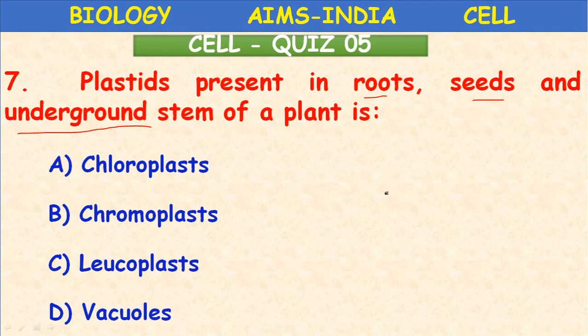So what are the plastids? Leucoplasts, because storing food material is the main function of a leucoplast. Of course, the vacuoles also store, but in the form of fluids, excess fluids, to maintain the osmotic balance; these vacuoles are useful in the plants. But chloroplasts are for photosynthesis. Chromoplasts give color to the different petals of the flowers, to attract insects and animals for cross-pollination. So here the correct answer is C, leucoplasts.